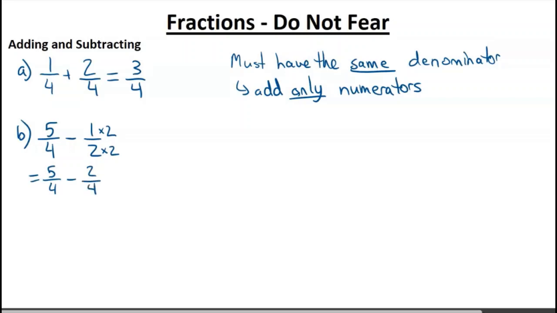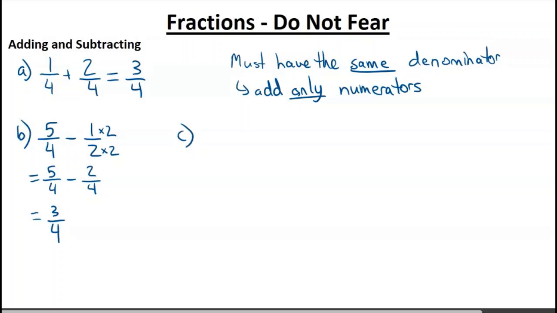And we've got the same denominator, so 4 minus 4. We don't subtract the denominators, we only subtract the 5 minus 2. So we get 3 over 4. Same answer as the previous one, even though we had a very different looking initial question. Let's look at another one.